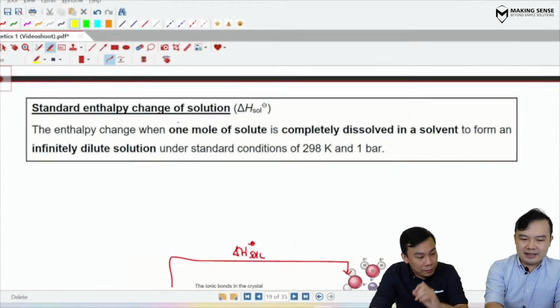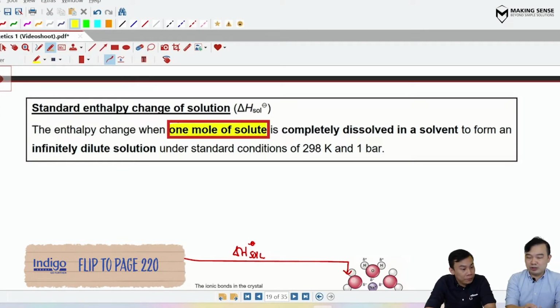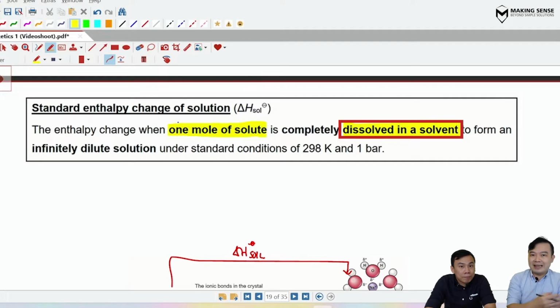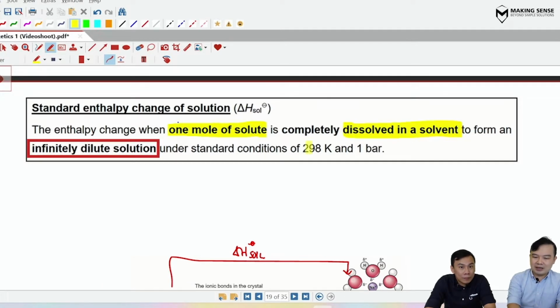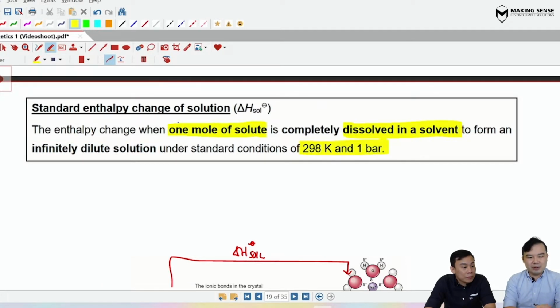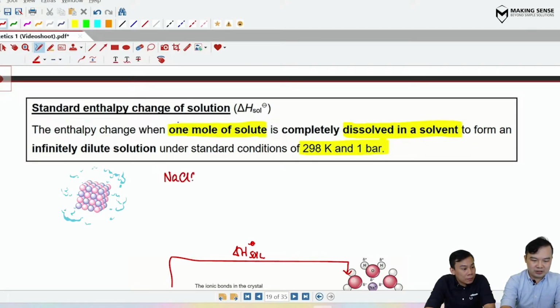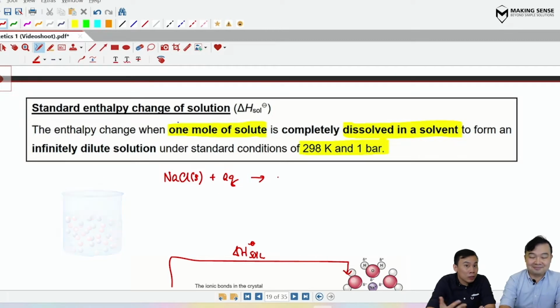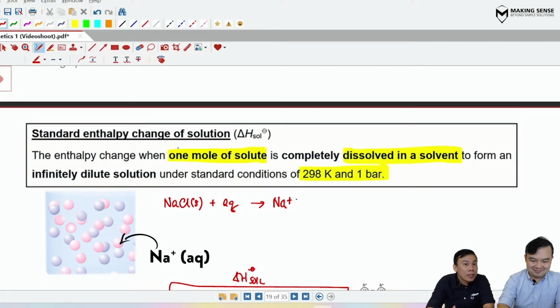The definition once again is to look at one mole of solute. You're going to dissolve it in a solvent, which typically is water, and you're going to form an infinitely dilute solution under standard conditions, right? If I were to use NaCl as an example, we take the solid solute, NaCl. Tell me how you're going to write the equation. You're going to dissolve in water, so usually we'll just write plus aq to represent it dissolving in water. Sodium chloride is a soluble salt, so it dissolves in water and becomes its ions, Na+ (aq) and Cl- (aq).